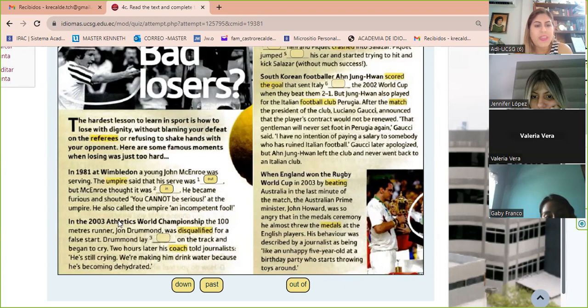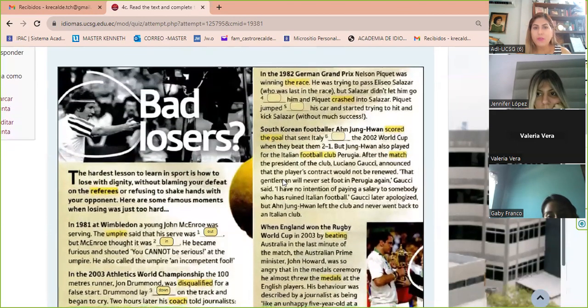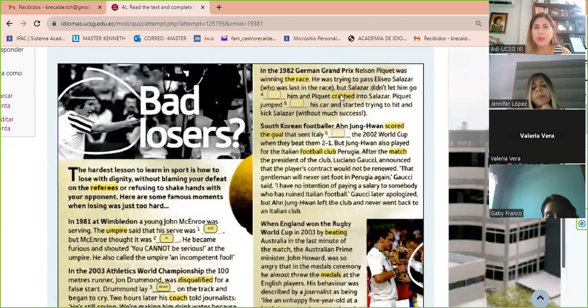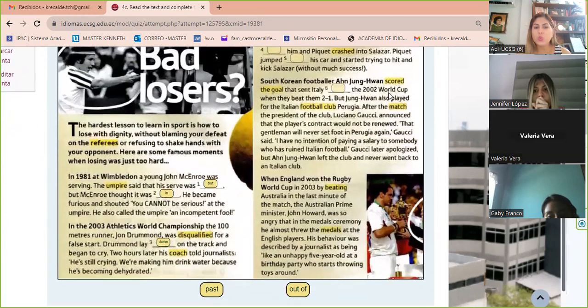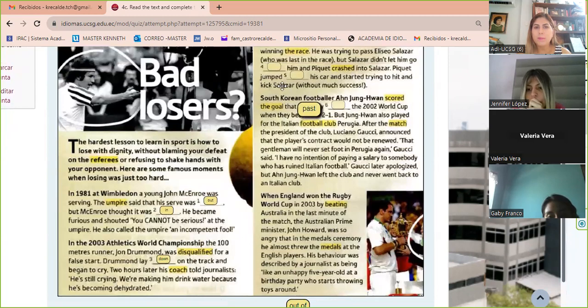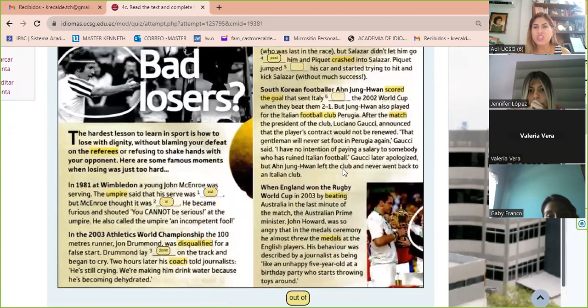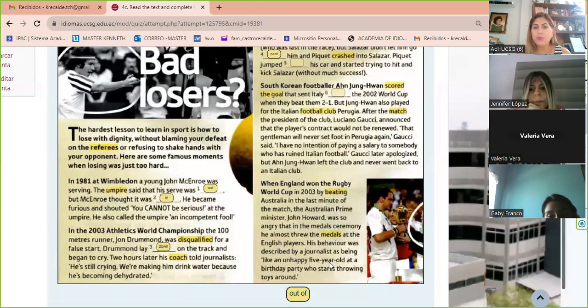In the 2003 Athletics World Championship, the 100 meters runner, John Drummond, was disqualified for a false start. Drummond lay, what? Down. Down, good. Number 4, Salazar, but Salazar didn't let him go past him, and Piquet crashed into Salazar. Piquet jumped out of his car and started crying.